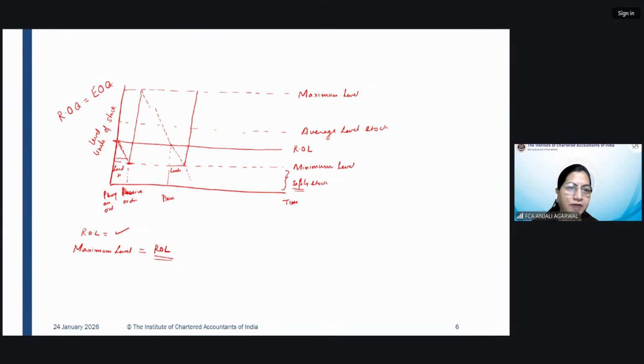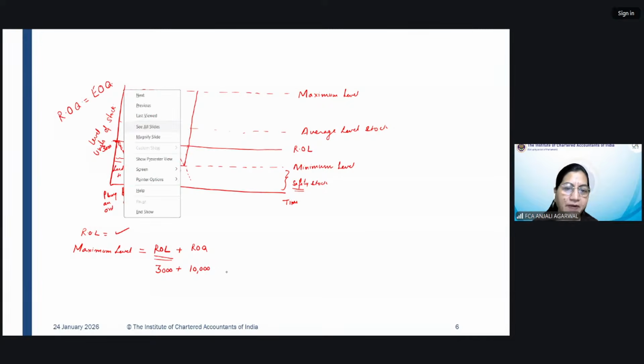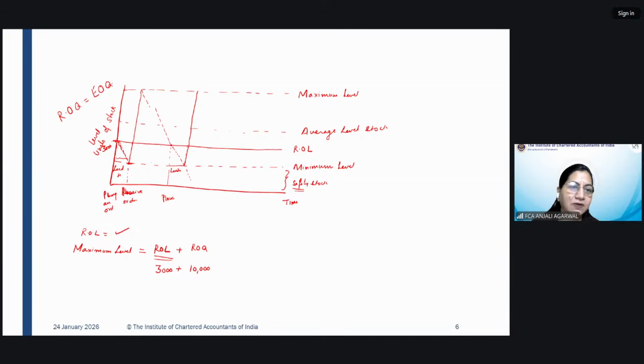So at this point, when you're going to place an order for, let's say the reorder level was 3,000 and you are placing an order for 10,000 units. So what will be the maximum level? 3,000 units is the point at which you placed an order and you have given an order for 10,000 units. So don't you think 3,000 units plus 10,000, that is your highest level, maximum level, right? But this will happen only when there is no lead time. You place an order, you receive an order. But that does not happen.